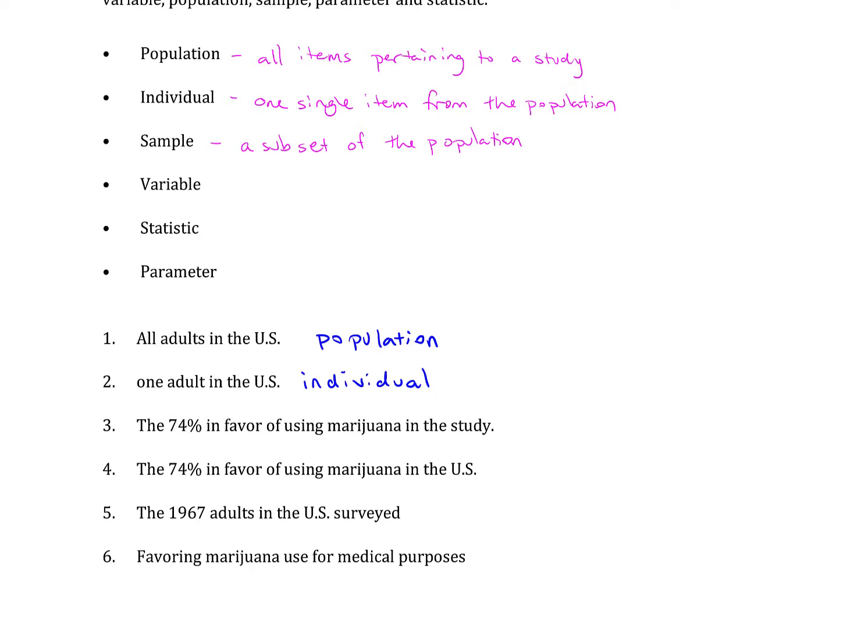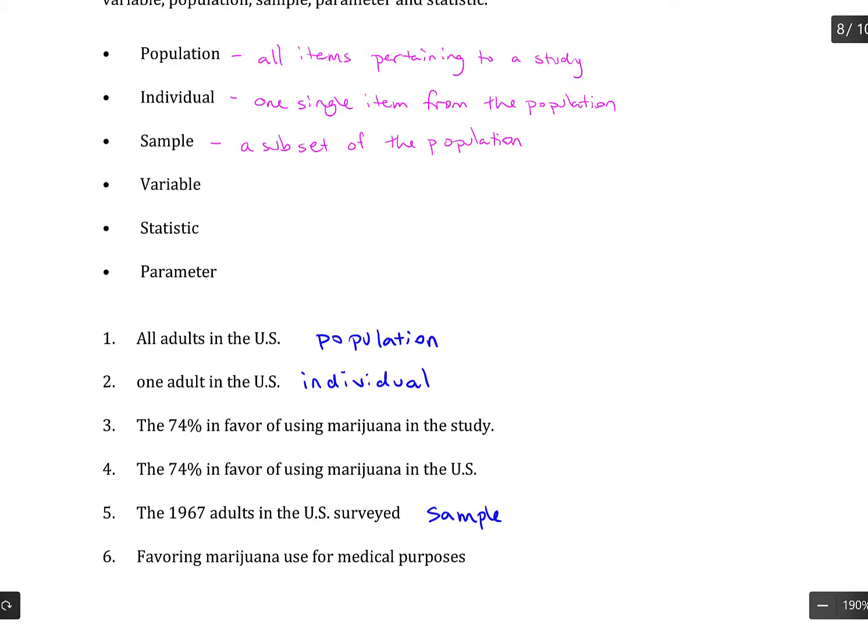The 74% in favor of using marijuana in the study, the 74% in favor of using marijuana in the U.S., the 1,967 adults in the U.S. surveyed, and favoring marijuana for use of medical purposes. So the one that sounds most like a sample would be the 1,967 adults in the U.S. surveyed, because that is a subgroup of the entire population. So that secures those three terms.